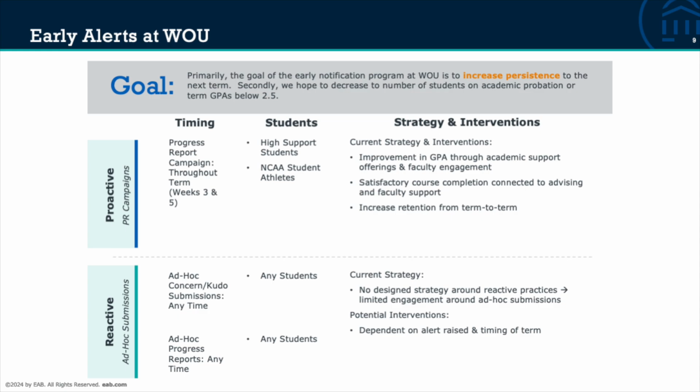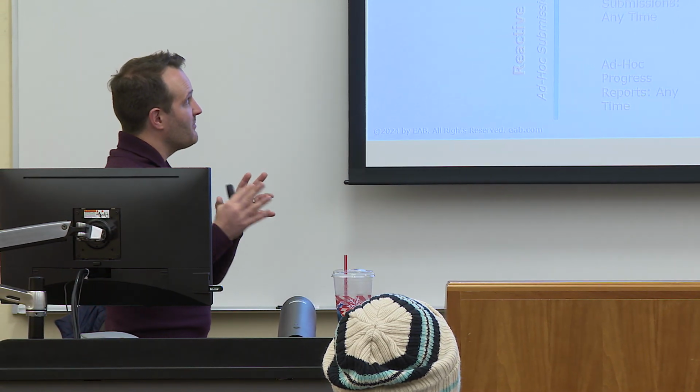So at Western, as we think about the goal of your early alerts process, the main goal is increasing persistence, right? That is typically why any school is launching an early alert process, thinking about how we continue to move students from one term to the next. But a secondary goal tends to be academic performance, right? We want fewer students to fall into the lower GPA bands. And so, thinking about how we align timing and student populations with that.